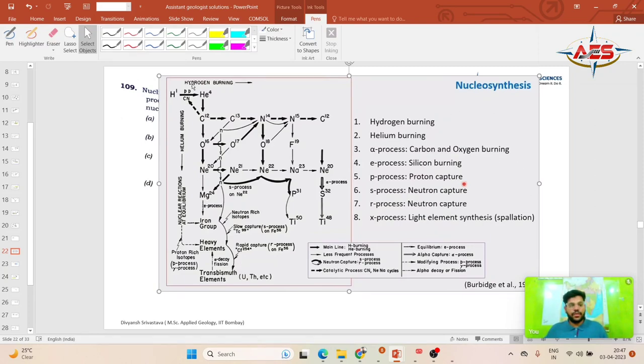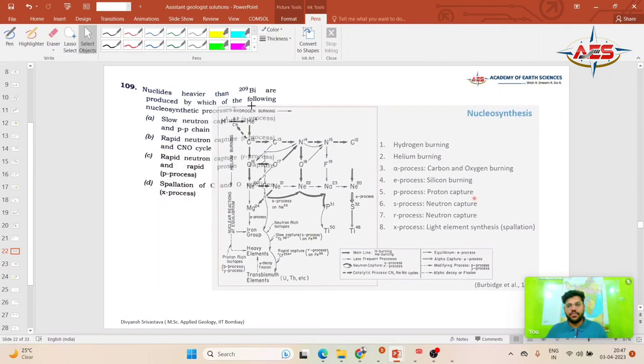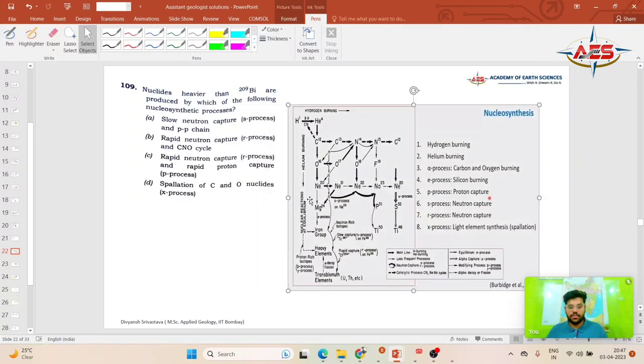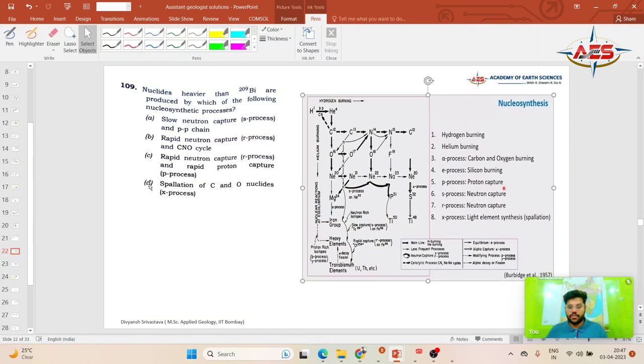So the correct option would be R, rapid neutron capture, and CNO cycle.